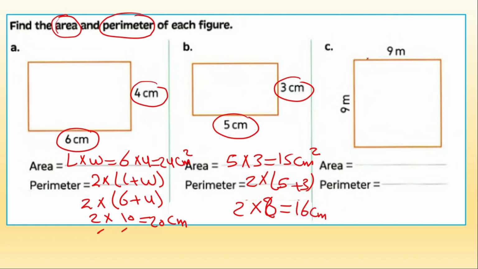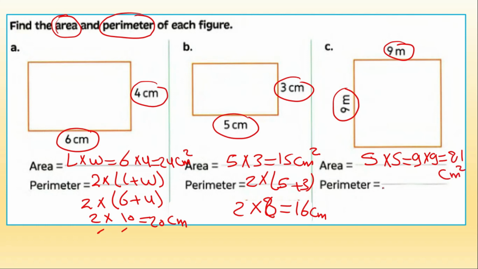The last one, a square with equal sides 9 and 9. Area equals side times itself, side times side, equals 9 times 9. Can you remember the timetable? 9 times 9 equals 81. Don't forget to write centimeter squared.